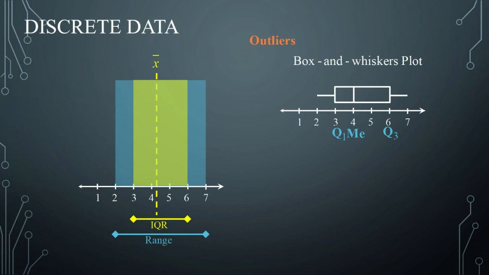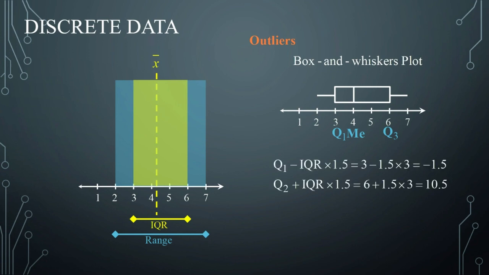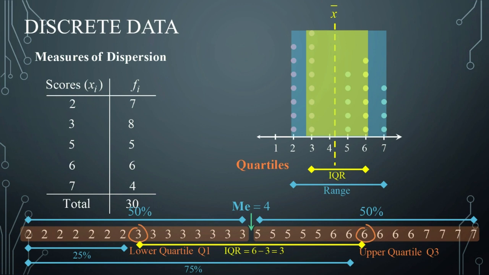Now, to find the outliers, we use 1.5 times the interquartile range. We subtract from the lower quartile 1.5 times the interquartile range, which here gives negative 1.5, and we add to the upper quartile 1.5 times the interquartile range, which here gives 10.5. Marking them on the number line, these are the outlier limits. Any data value outside these limits is considered an outlier of the data set and can be excluded from the study. In our example, we see that we have no outliers.